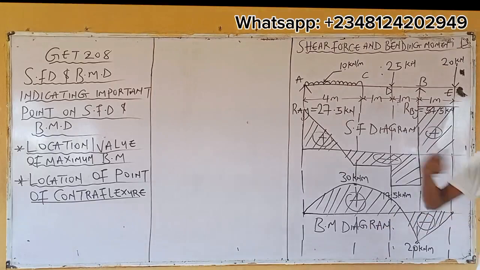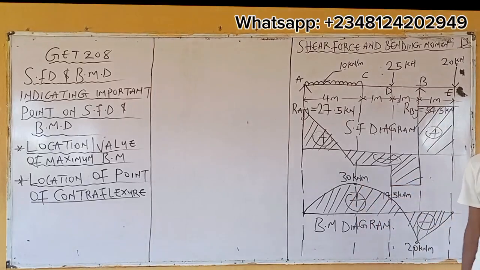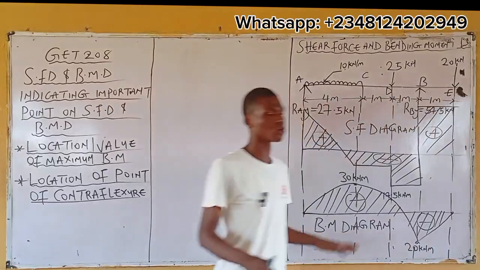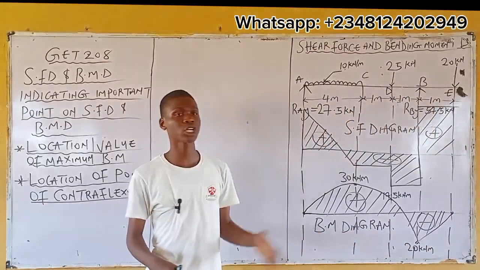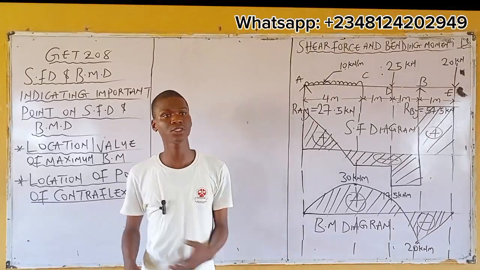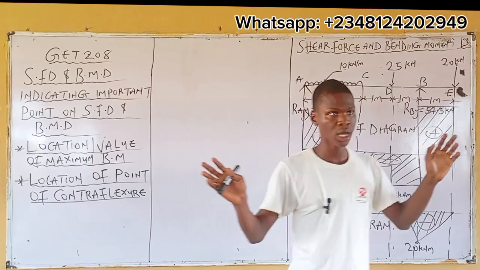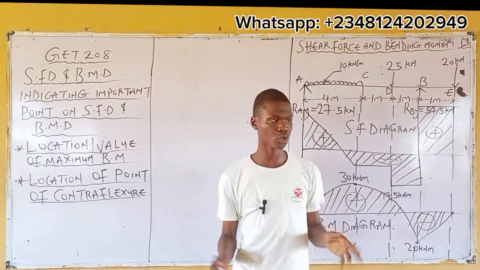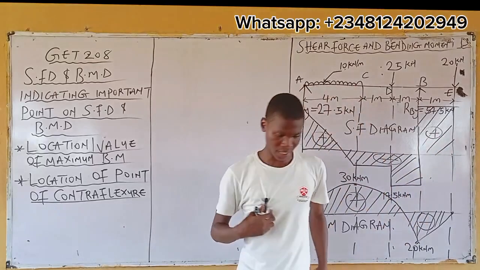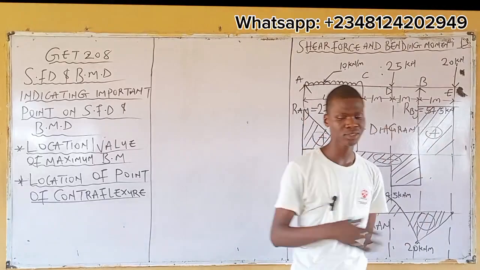It occurs at 4 meter, and what is the value? 30 kilonewton meter. But with what you have here, you can't just conclude that the location is 4 meter and the magnitude is 30 kilonewton meter. You can't just conclude. You have to solve. Are you getting me at all? You have to solve. And even in the last class, we've explained all this.